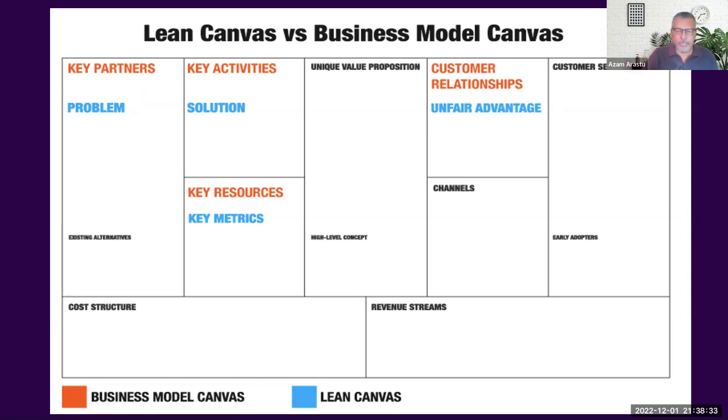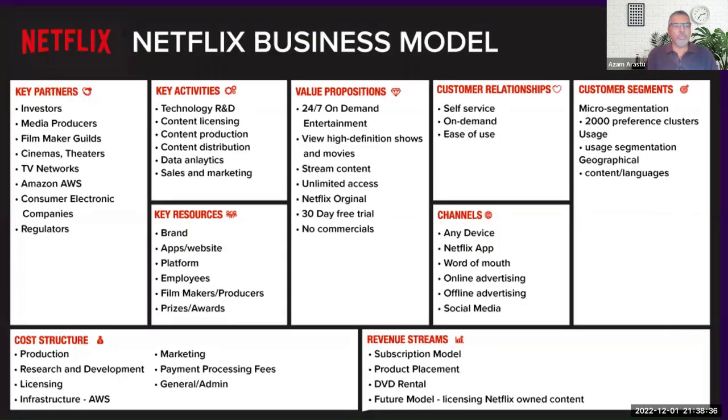Let me take a couple of examples. This is a business model developed for Netflix. You all know Netflix. Actually, I like to start with your value proposition, this center part. They want to provide 24/7 on-demand entertainment, high-definition shows and movies, streamed content, unlimited access, Netflix original content, 30-day free trials, no commercials. So that is your value proposition, your uniqueness in the market.